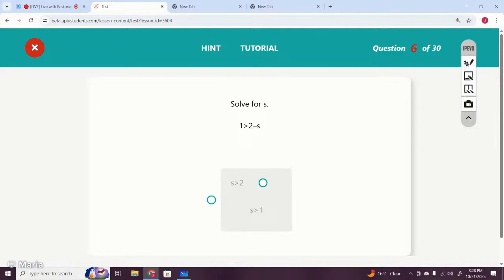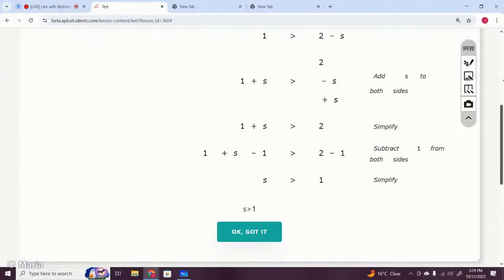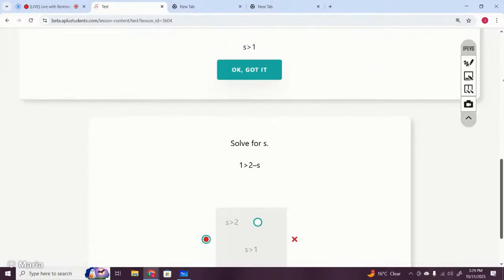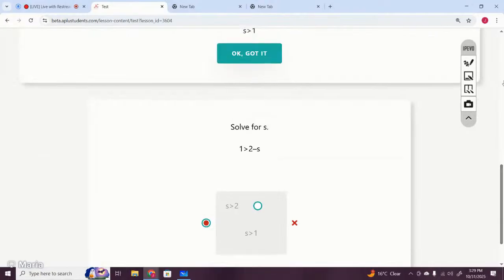One is greater than 2 minus s. That is s is greater than 1. But why I selected s is greater than 1. Okay, got it.